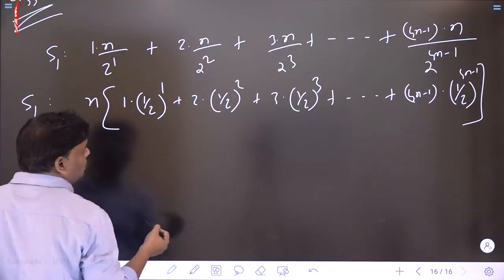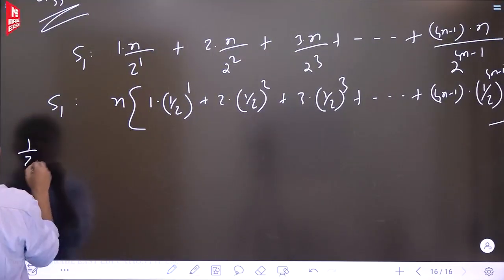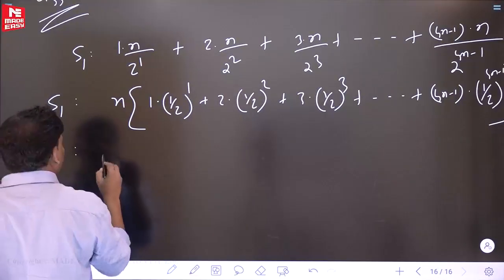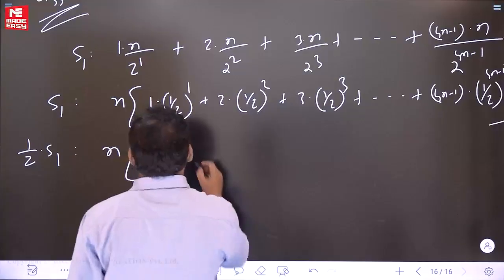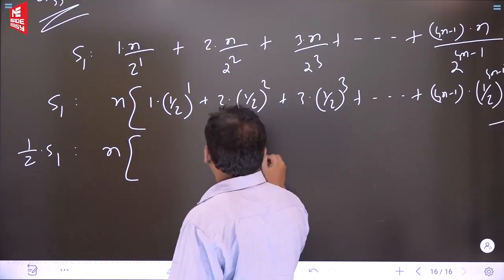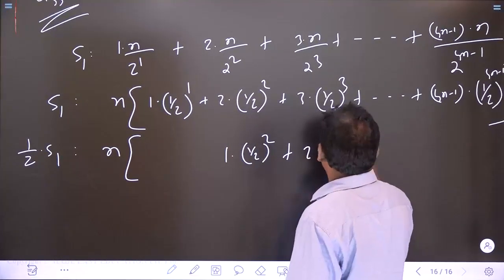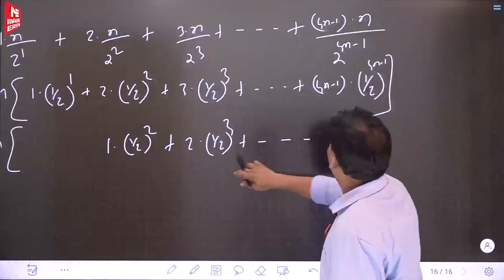So 1 by 2 whole square and so on. In the GP series, the r value is 1 by 2. Multiply by 1 by 2. If you multiply, what is the answer? This n is the same. Multiply this one by 1 by 2, it will shift to here.